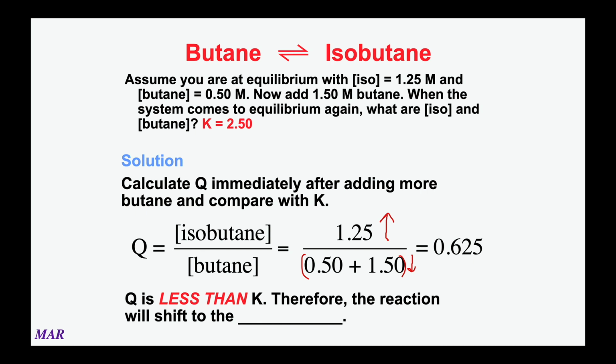So we're going to do two things here. We're going to make the top part bigger, and the bottom part smaller. This is a shift to the right. We're making more products, more isobutane, and having less reactants. So we're going to predict here that 1.25 is going to go up, and the total 2.0 value for butane will go down once equilibrium is established.